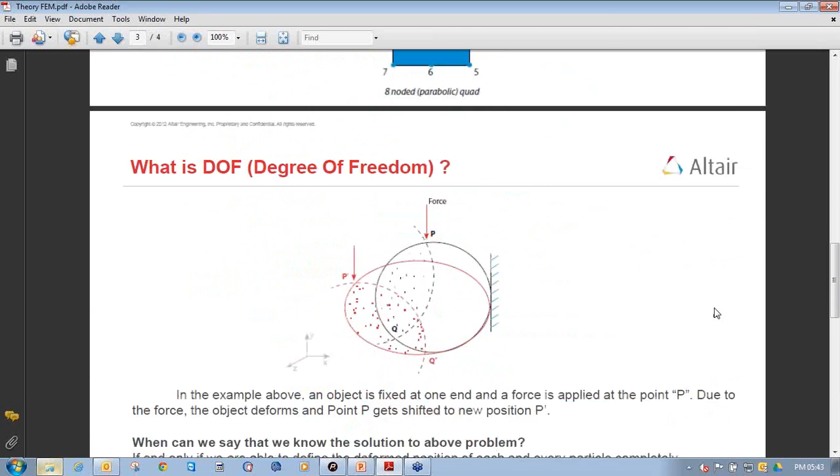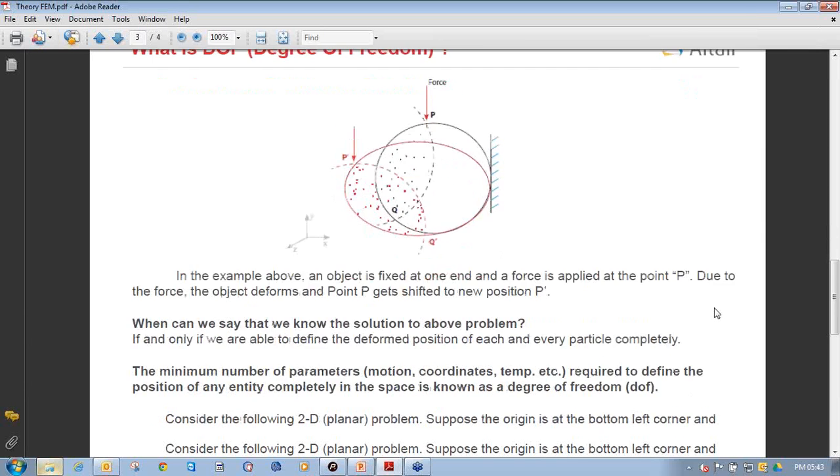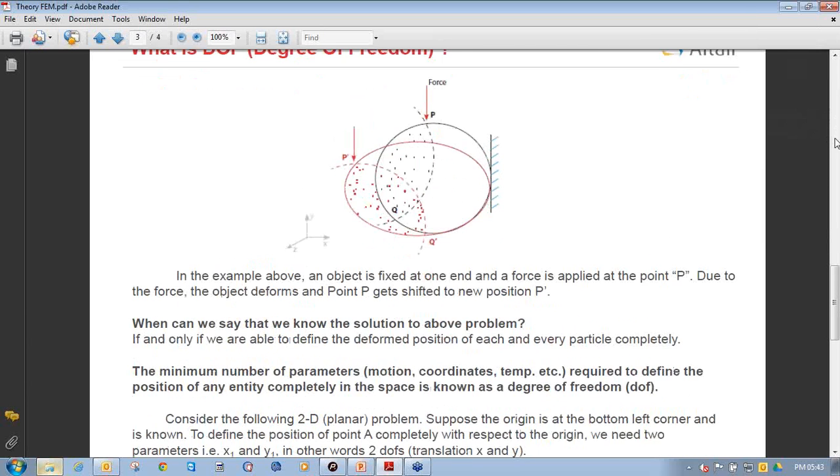Then we will move towards the next topic, that is, what is degrees of freedom, what DOF stands for. In the example above, an object is fixed at one end and a force is applied at point P. As you can see here, the object is fixed from here and force is applied at this point. Due to the force, the object deforms and point P gets shifted to a new position P dash.